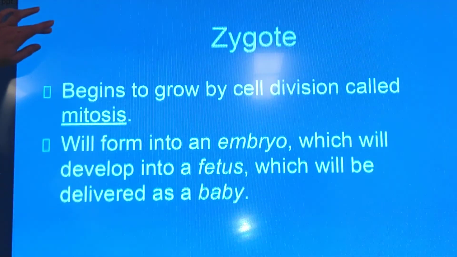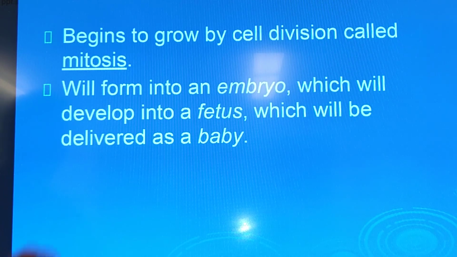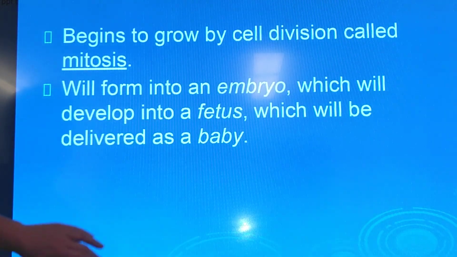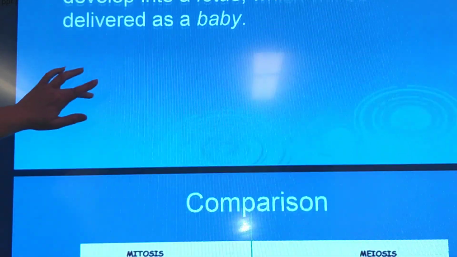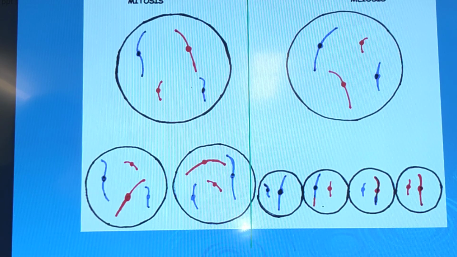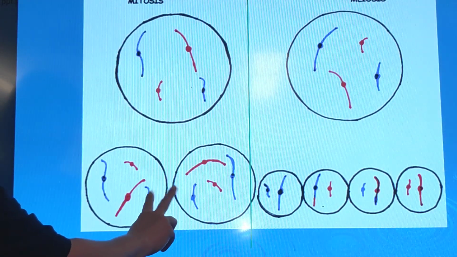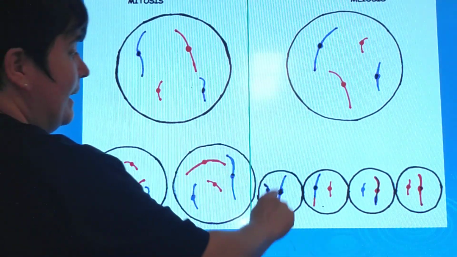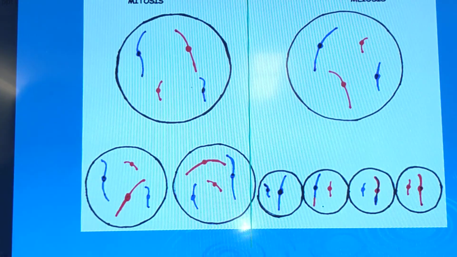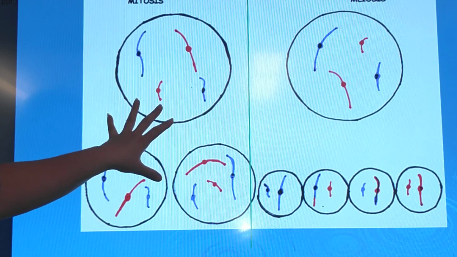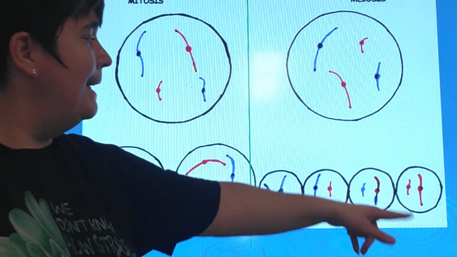The zygote begins to grow by cell division through mitosis. So now the somatic cells are all going through mitosis to make the embryo that develops into a fetus and then is delivered as a baby. Very precious. Okay, mitosis and meiosis, the difference. Mitosis, we end up with two identical cells. Meiosis, we go through PMAT twice and we end up with 4 genetically different cells. Those are our gametes. Mitosis is happening in somatic cells. Meiosis is forming gametes or sex cells.